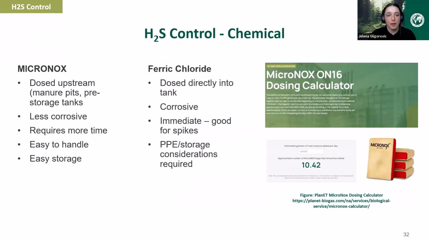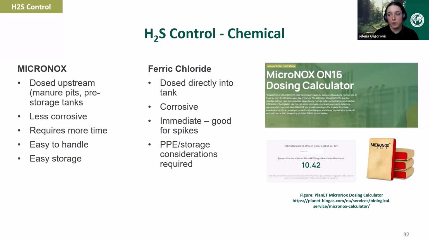The other way is chemical. So Planet offers Micronox, which is a micronized powder with iron oxide, hydroxide, and other functional oxides developed to be added into a digester. There's also ferrochloride systems, which we use as well in our projects. So the difference between Micronox and ferric, Micronox is typically dosed upstream in the pre-storage tanks and the manure pits.